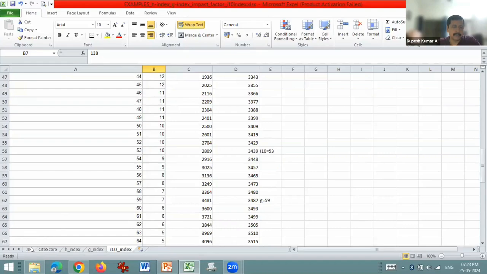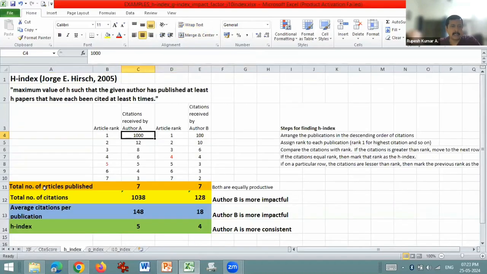Also, here I have explained the number of citations received. You can compare. Out of all the articles published by author A, this article is more impactful in terms of number of citations. Out of all the articles published by B, this article is considered more impactful. That is article level metric.